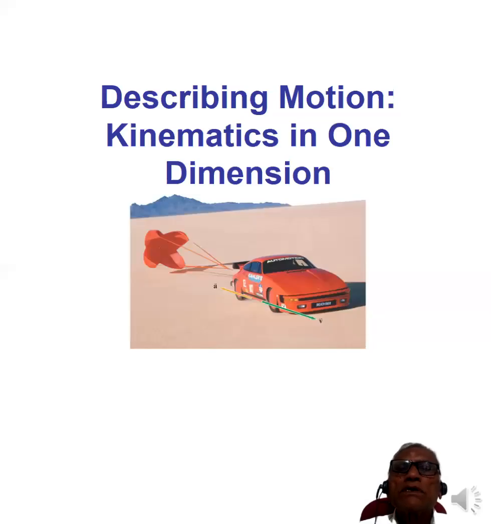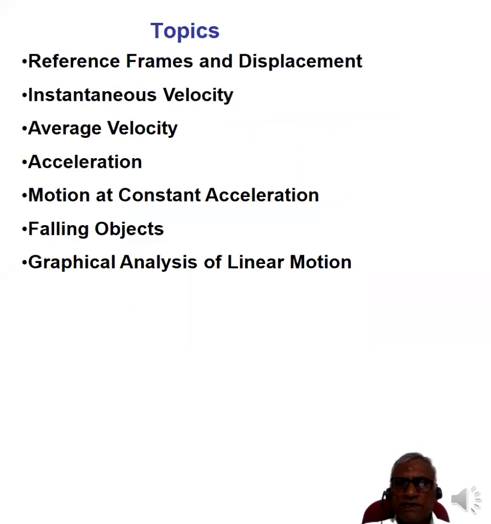Hello, students. Today we discuss kinematics in one dimension, which is describing motion. That is, we identify the physical quantities which differentiate one motion from another. For describing the physical quantities, we need a reference frame. For example, if you are sitting on Earth, we are stationary with respect to Earth, but moving with reference to the Sun because Earth is moving around the Sun.